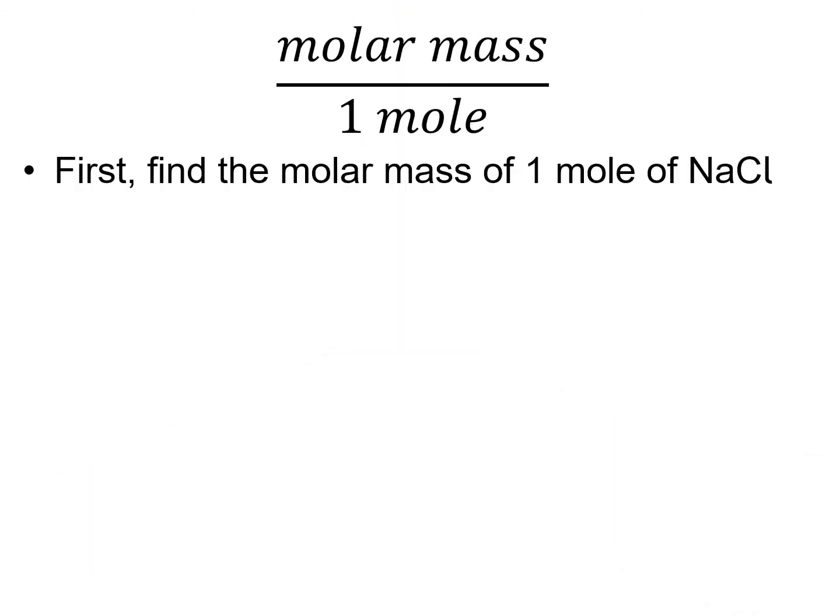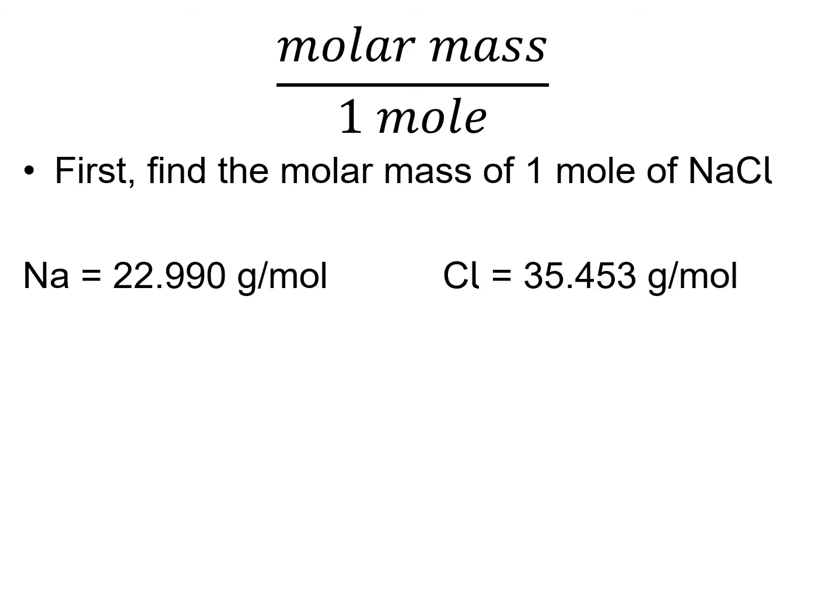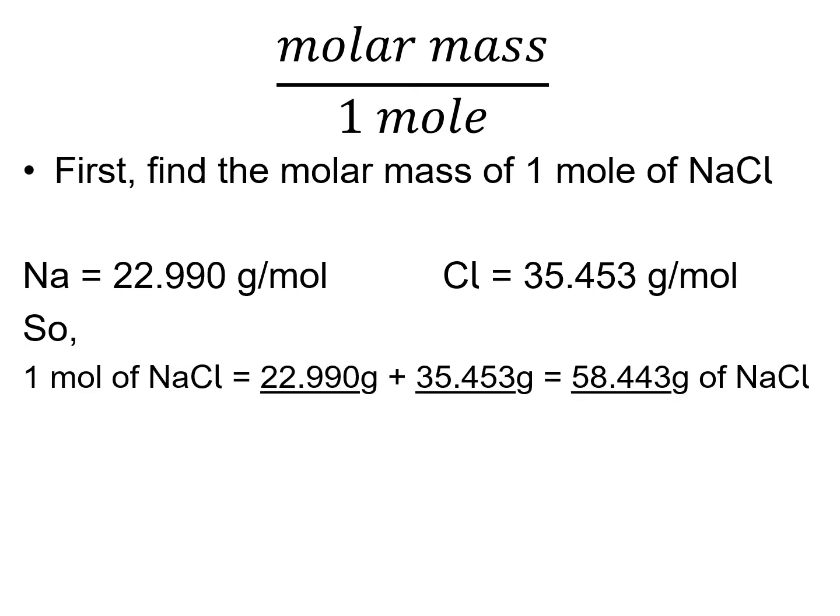Now the mole roadmap gives me a generic conversion factor, molar mass over 1 mole. I have to supply the specifics. I want 1 mole of sodium chloride. So the molar mass of sodium chloride is the mass of 1 sodium atom and the mass of 1 chlorine atom added together. If I look up those masses and add them together, then the molar mass of sodium chloride becomes 58.443 grams per mole.